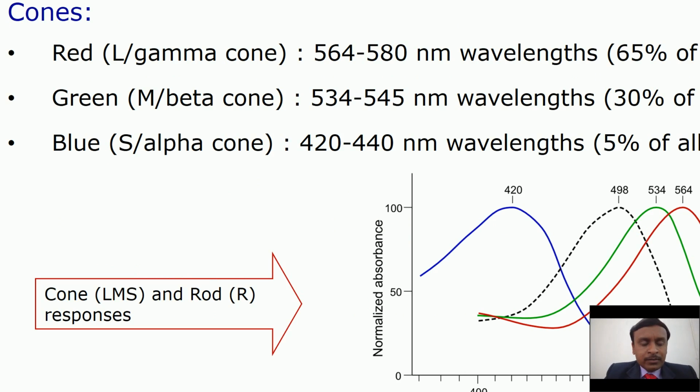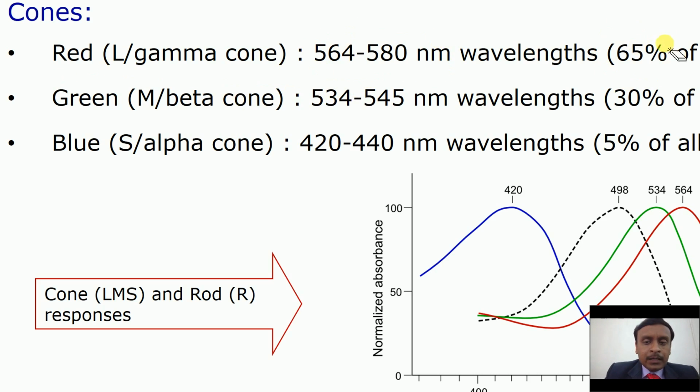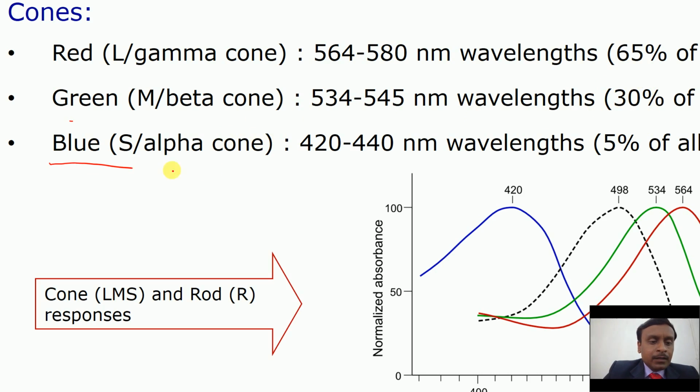Friends, the cones are of three types as we discussed: red, green and blue. The red cone is called the gamma cone, and the wavelength to which it gives maximum response is around 564 to 580 nanometer. Typically 65% of all cones belong to the red cone. The next category is the green cone. They are also called M cone or beta cone. These are sensitive to 534 to 545 nanometer wavelength, and 30% of all cones are green cones. Finally, the blue cones, also known as S cone or alpha cone, have their response maximum at 420 to 440 nanometer. And out of all, 5% of cones are blue cones.